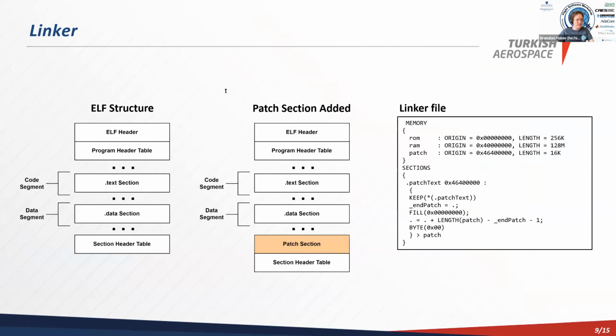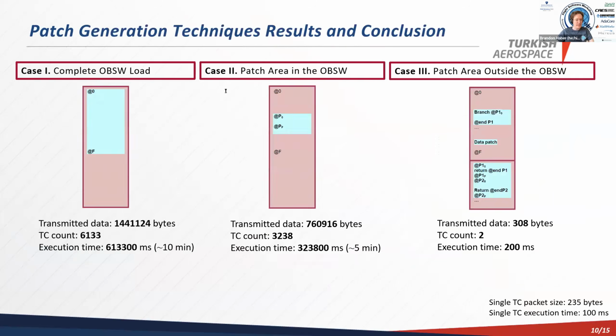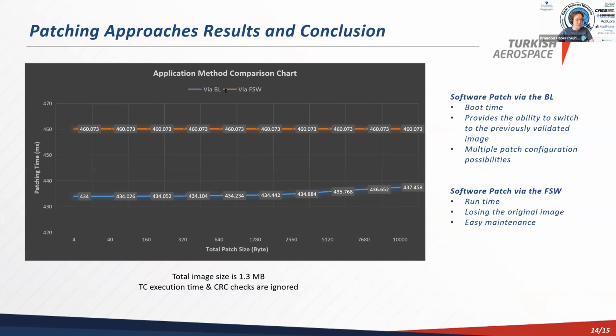Next question from Thomas. The right side of the plot for times seems to show the patch times growing as size increases for the BL method while the flight software method stayed the same. If you extend the graph to the right, do they end up taking the same amount of time? We did not test that, but Jamal, if you want to add something.